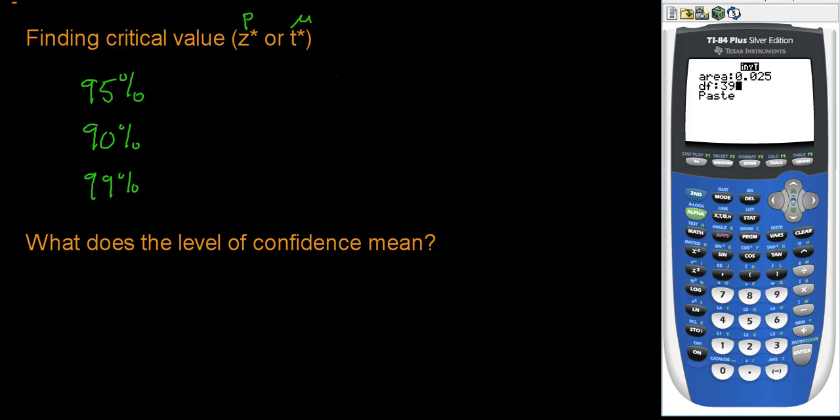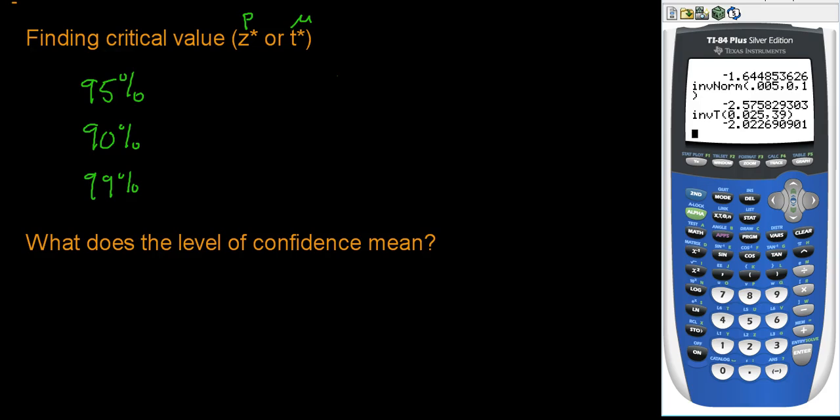Well, then that would give us 39 degrees of freedom, and our T star for 95% confident, 39 degrees of freedom from a sample size of 40 would give us a T star of 2.0227. Now keep in mind it does say negative, but remember it's actually positive and negative.